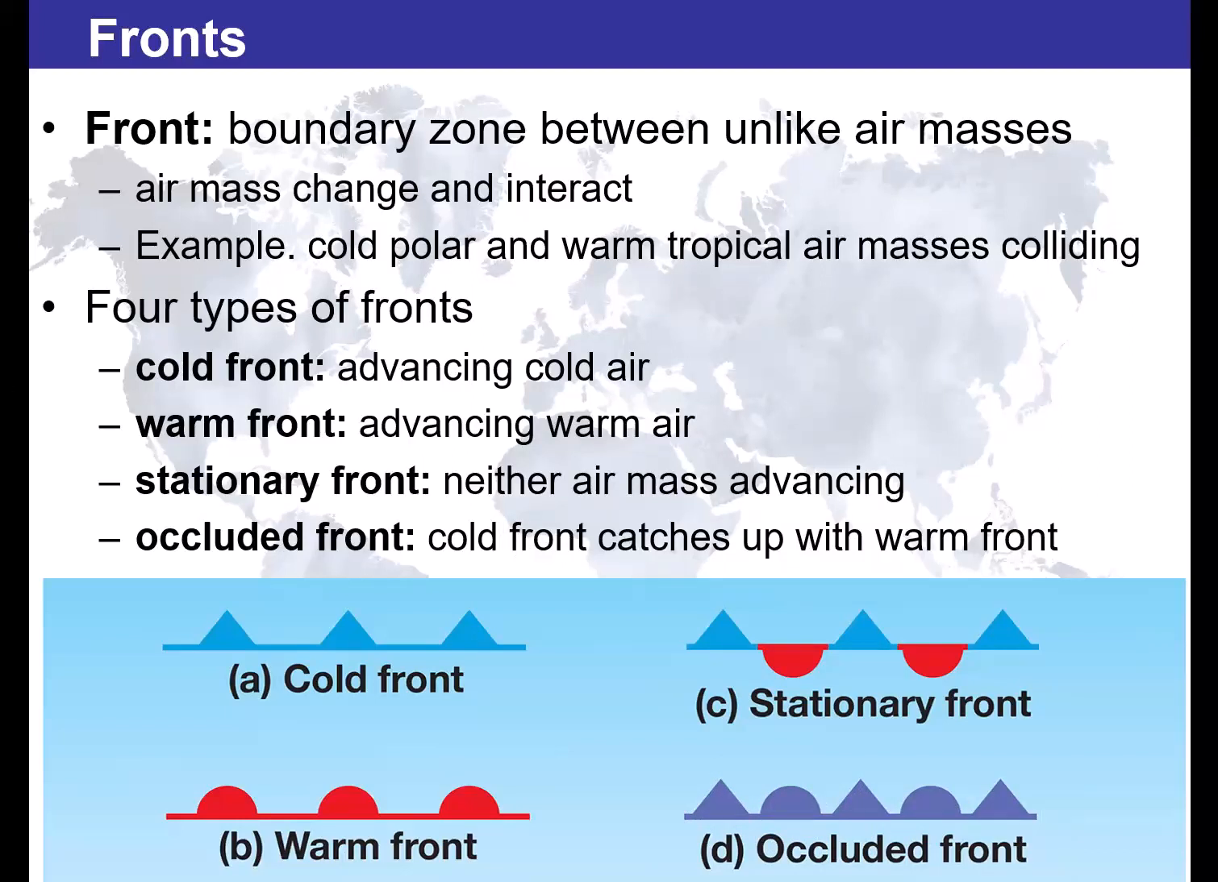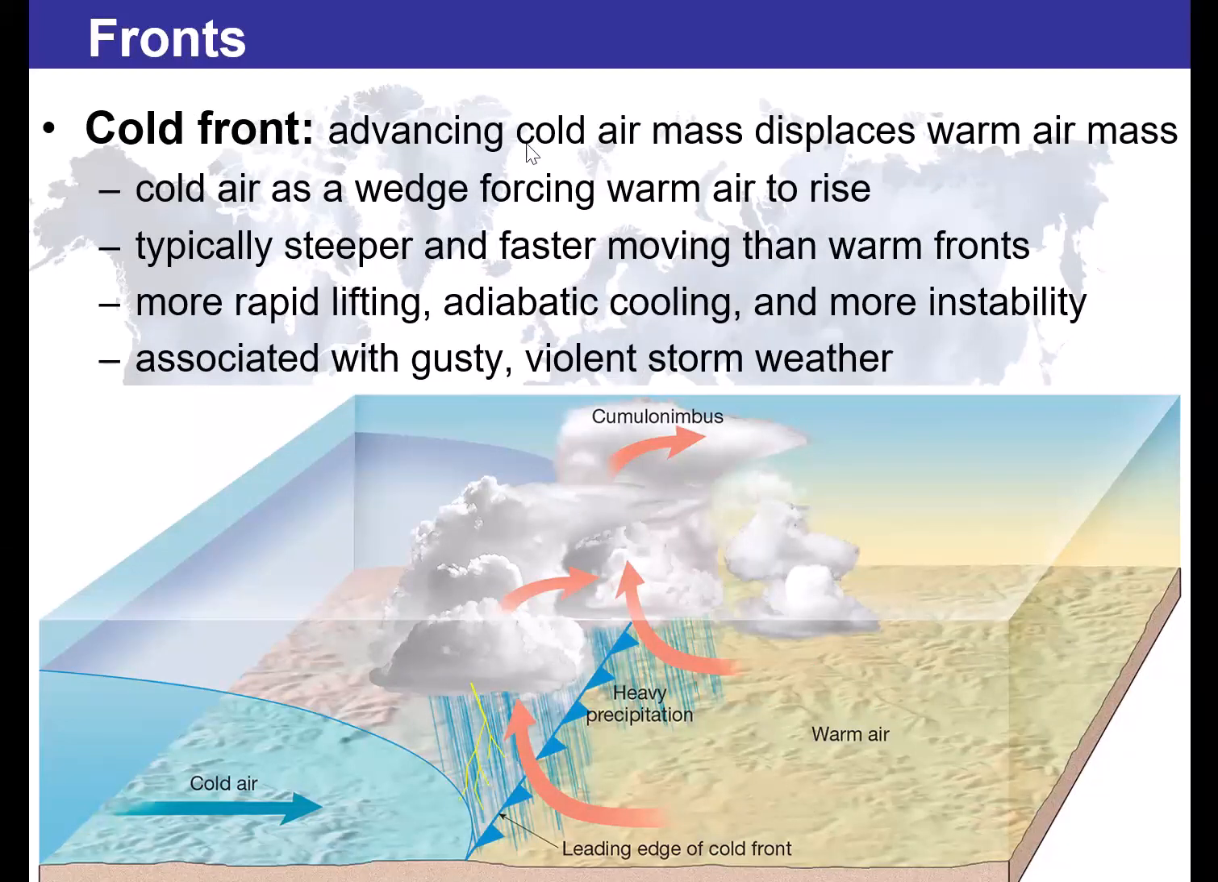Let's take a look at how the cold front and warm fronts interact with one another, as this is going to be most prevalent when we're actually talking about mid-latitude cyclones. So a cold front is that advancing cold air mass, which is going to displace the warm air mass. Cold air is going to be seen as a wedge. Diving back down to this image, you can see that this diagram is attempting to show this cold air parcel moving horizontally across Earth, basically causing a wedge. And as the cold air is moving along Earth's surface, it is forcing the warm air to rise above it.